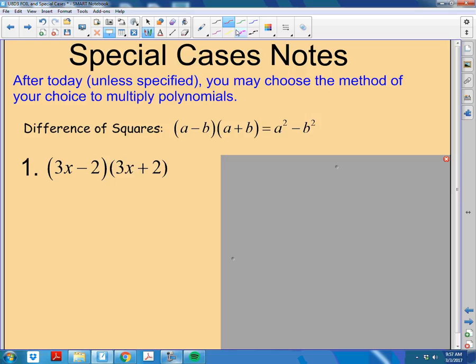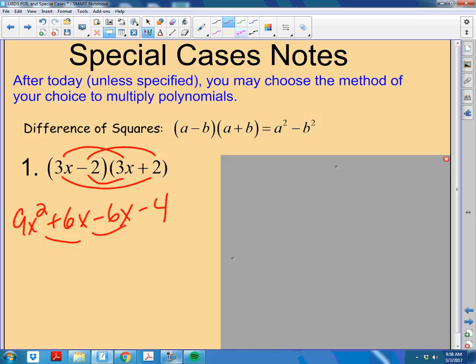Okay. Let's talk about special cases. Special cases are something I need you to be able to recognize. So let's do this the FOIL method first, and then I'll show you kind of how this works. So if you FOIL this, we would go first, which is what? 3x times 3x? 9x squared, outer, plus 6x, inner, minus 6x, and last, minus 4. Now, when you combine like terms, what happens to our middle terms? They go away. So you end up with 9x squared minus 4.